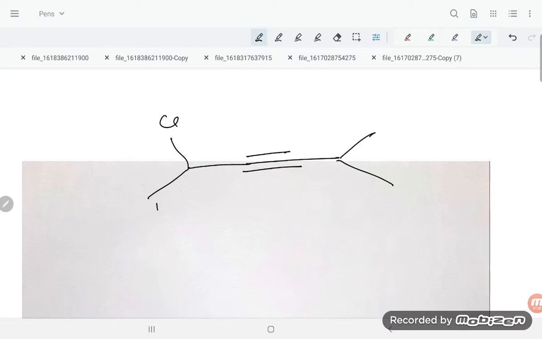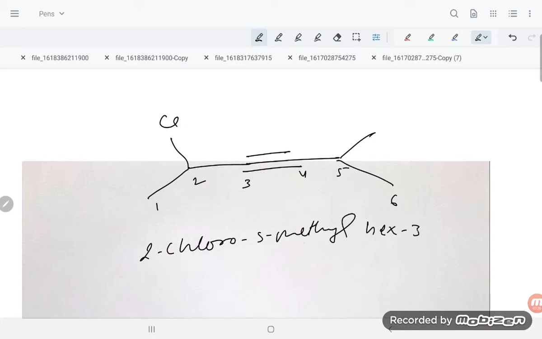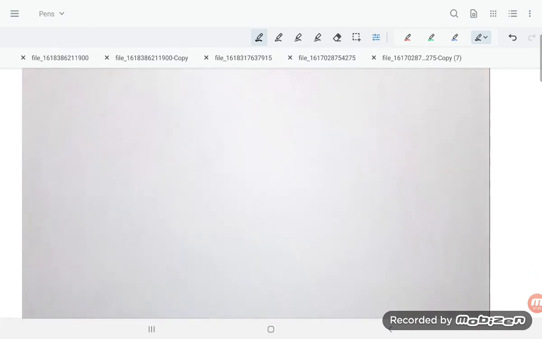We will do the numbering 1 2 3 4 5 6. So that will be 2-chloro, this is 5-methyl, and hex-3-yne. So that is the IUPAC name of this compound, dear students. I hope you will be able to understand the naming.